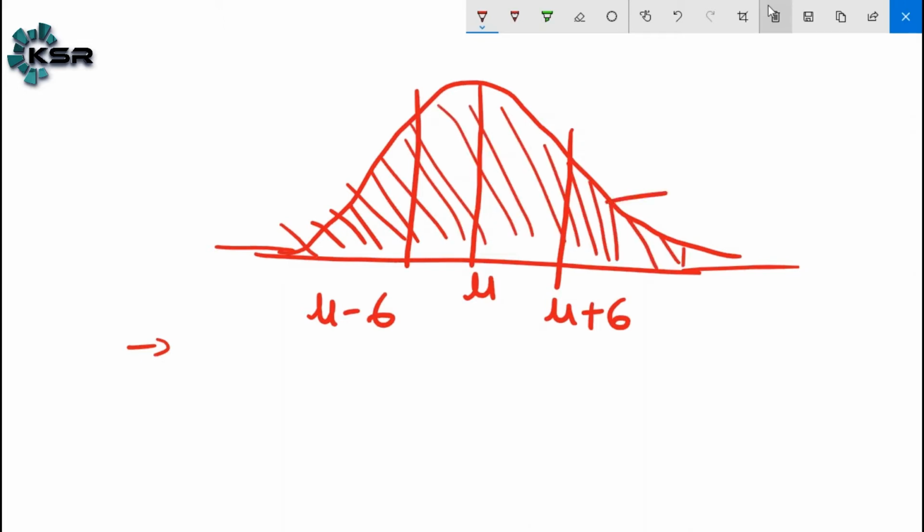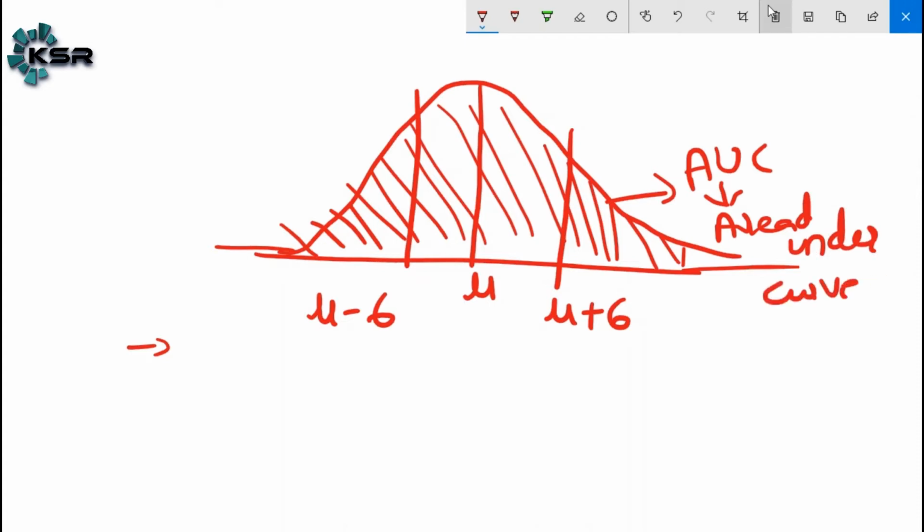Total area under the curve will be AUC, the area under the curve. The total area under the curve will be 100%.